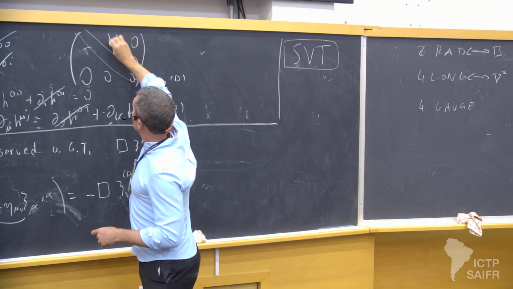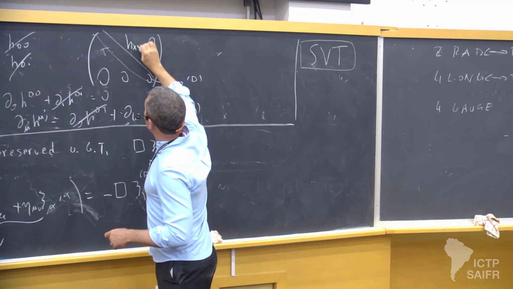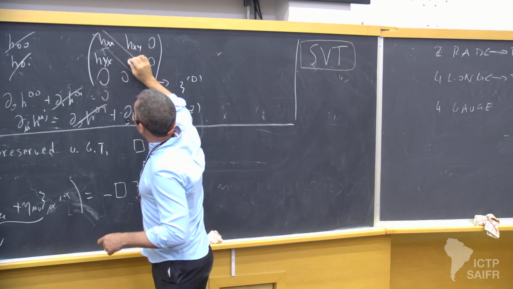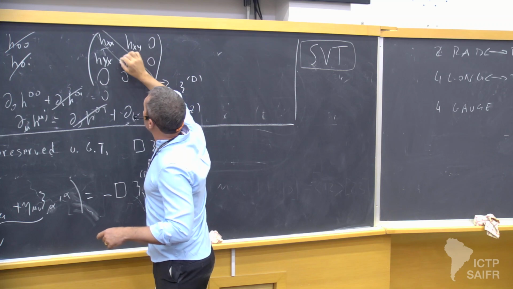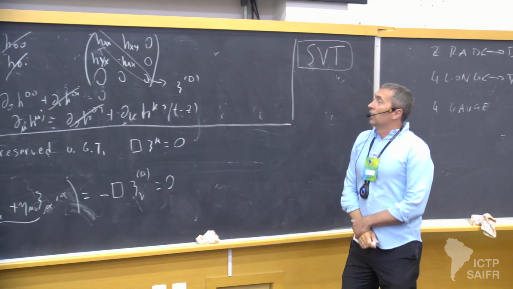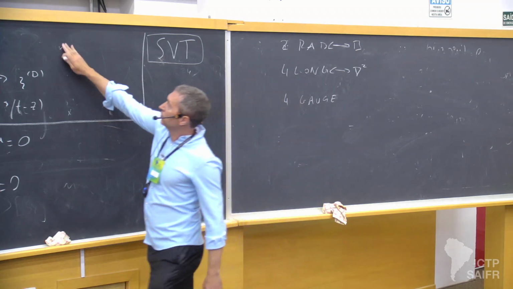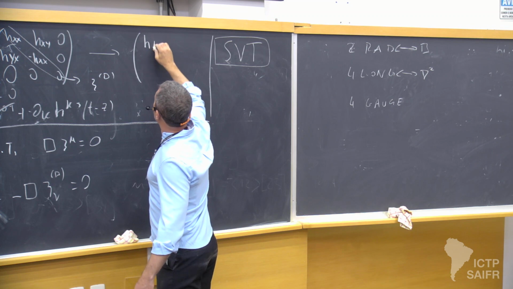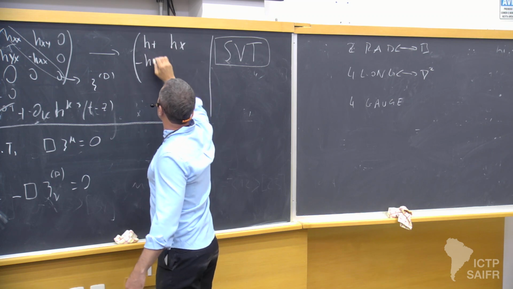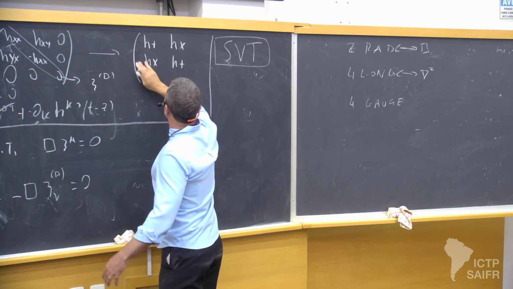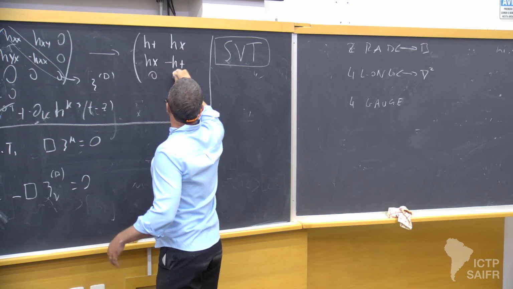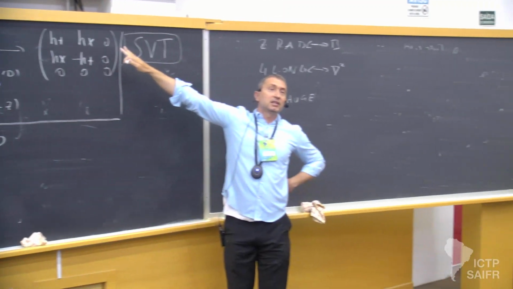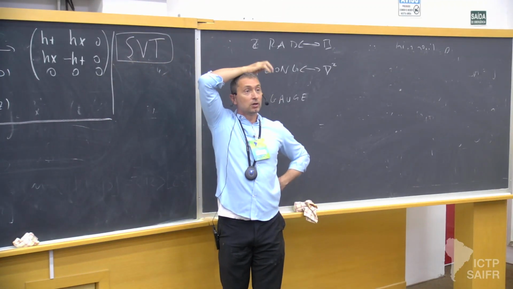I kill the trace, so whatever survives is hxy, hyx, and then hxx, and hyy is not independent because the trace is already constrained to be 0, so it's hxx. So actually, people don't call this xx, xy, but call it h plus, h cross, h cross, minus h plus. Sorry, this is plus, and of course it's symmetric, this is minus. Okay? So these are the 2 surviving radiative polarizations out of the 10 components of the gravitational field.